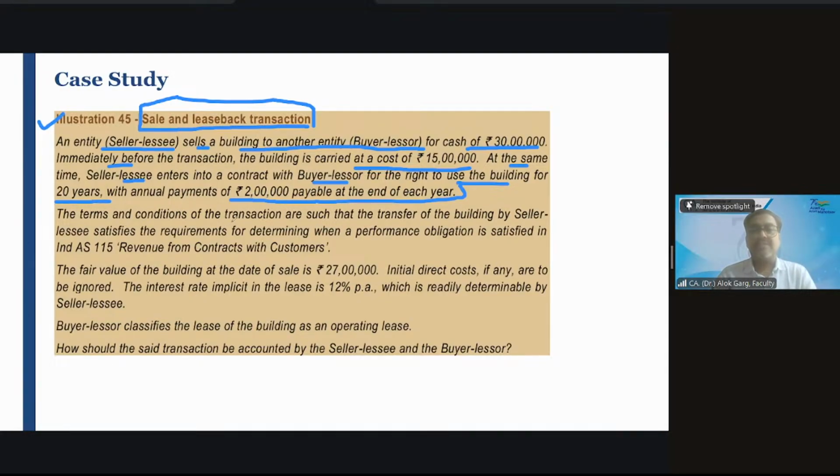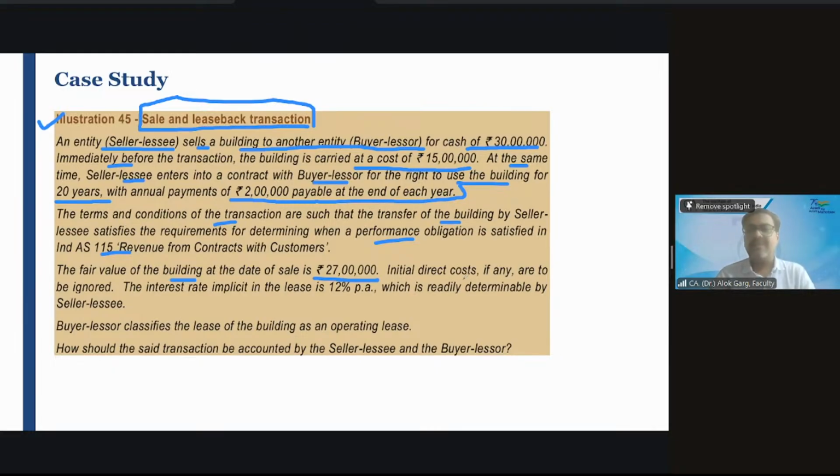The terms and conditions of the transaction are such that the transfer of the building by the seller lessee satisfies the requirement for determining when a performance obligation is satisfied in Ind AS 115, revenue from contracts with customers. The fair value of the building at the date of sale is 27 lakh. What is my sale price? 30 lakhs. What is my fair value at the date of sale? 27 lakhs. Why would somebody pay me more than the market value? It is the 3 lakh loan amount.